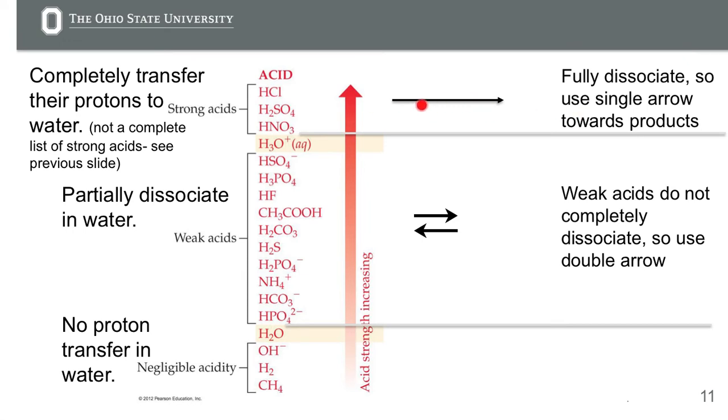So with our strong acids, you'll notice that they fully dissociate, so we're going to use a single arrow to the product side, which is how I've written the HCl reaction here. For our weak acids, they do not completely dissociate, so we use our double arrow to represent equilibrium.